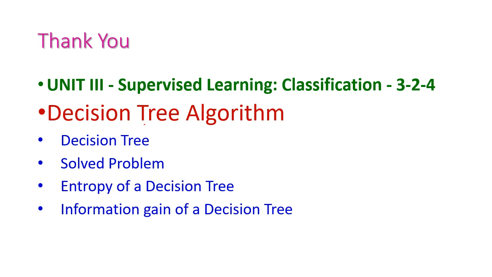So far we have seen the solved problem for the decision tree algorithm from the third unit, supervised learning classification. For that we have taken the training data set for Global Technology Solutions for offering jobs to students or not. That is our training data set, and in the training data set we solved the problem by calculating the entropy and information gain.